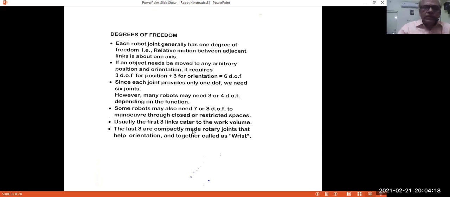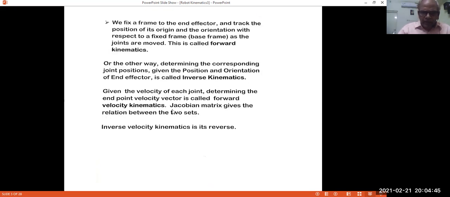One more thing is the first 3 joints are designed to provide the necessary workspace, the space of reach of the robot. And the last 3 joints are normally three very compactly made rotary joints called the wrist. They are more geared towards providing the kind of orientation required at any point in the trajectory of the robot arm manipulator.